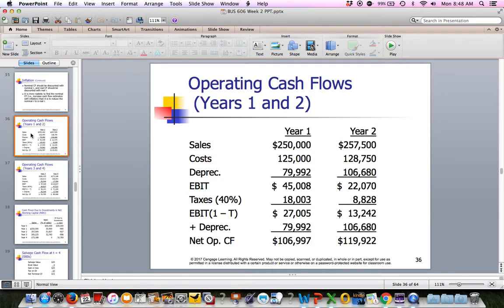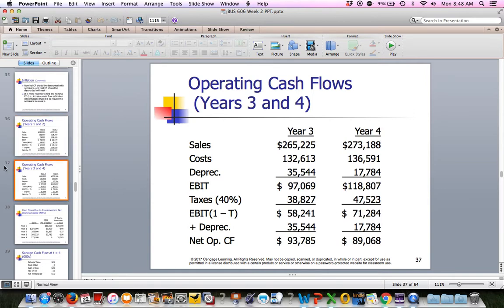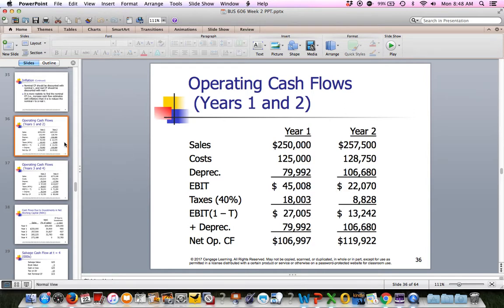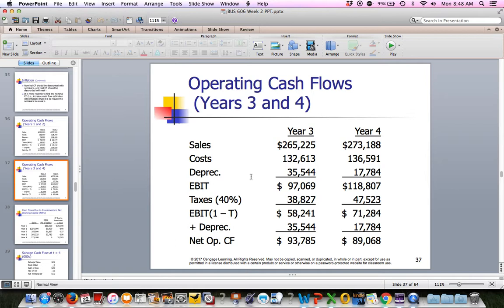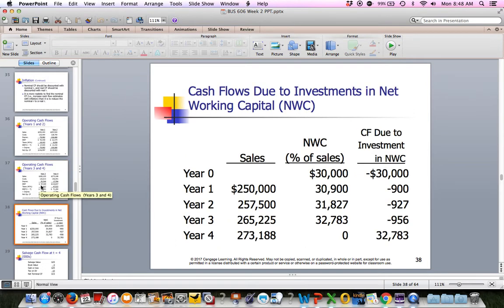So you can see it's around 107, 120, then it goes down a bit, 94 and 89, mostly because depreciation is very high the first couple of years, and then it goes down. So depreciation 80, 107, and then it goes down quite a bit, down to 36 and 18. So this just shows us then our cash flow pattern.